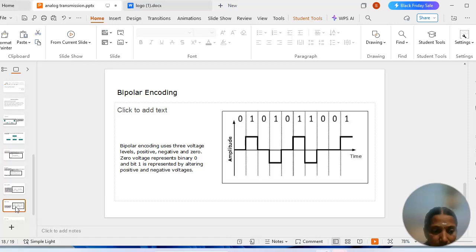Okay, we have seen unipolar and polar. Next one, bipolar. Bipolar encoding uses three voltage levels: positive, negative and zero. Zero voltage represents a binary 0, and bit 1 is represented by alternating positive and negative voltage. That is bipolar encoding.